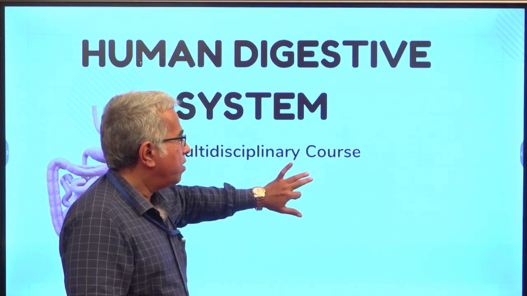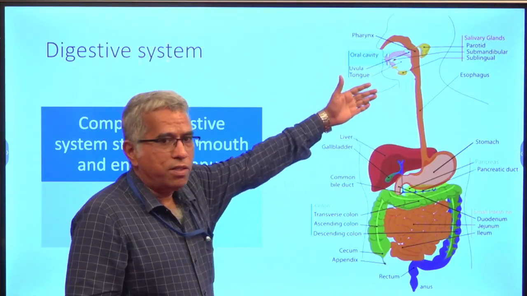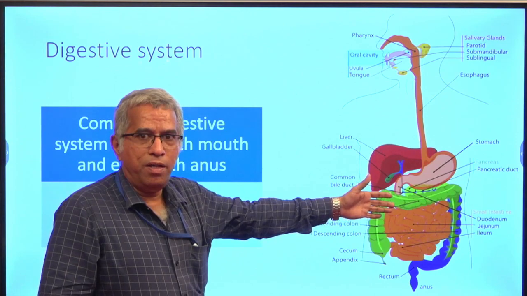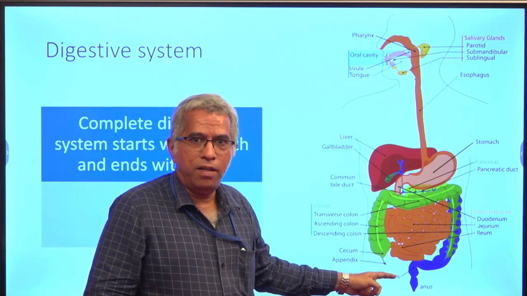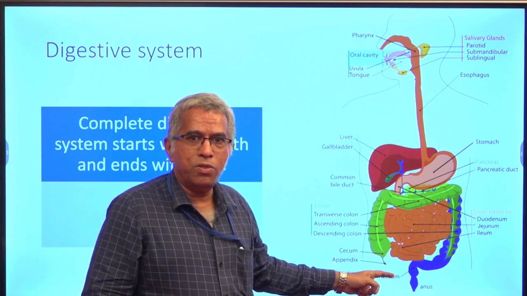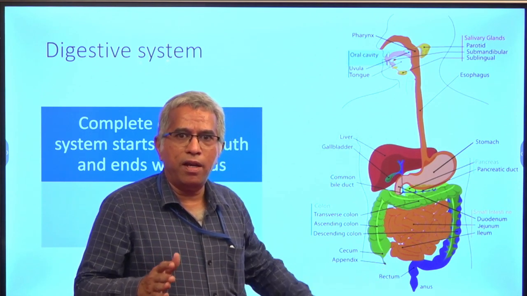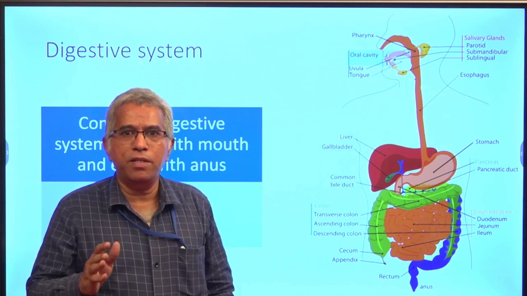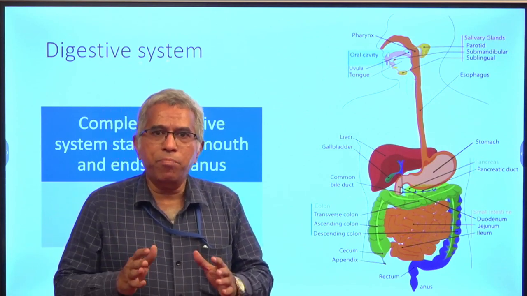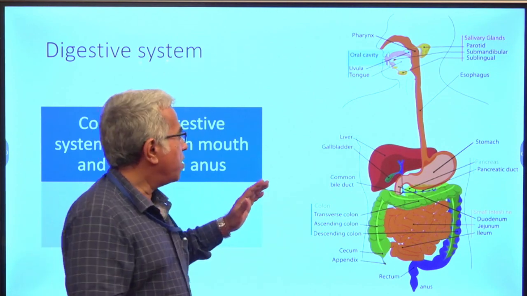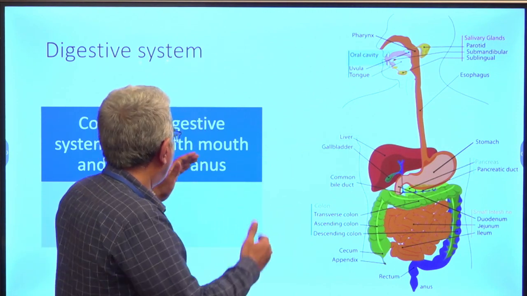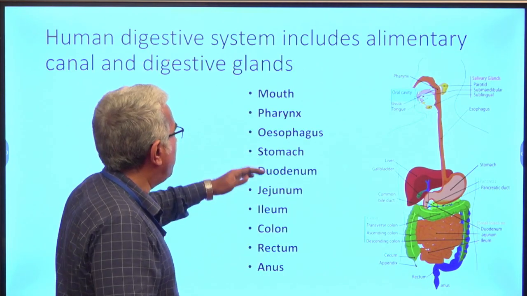So here you can see the digestive system of the human being, and it starts with the mouth and ends with the anus. Any digestive system that starts with the mouth and ends with the anus is called a complete digestive system. This complete digestive system is found in human beings. And it starts with the mouth and continues like that. Let me show the different parts.